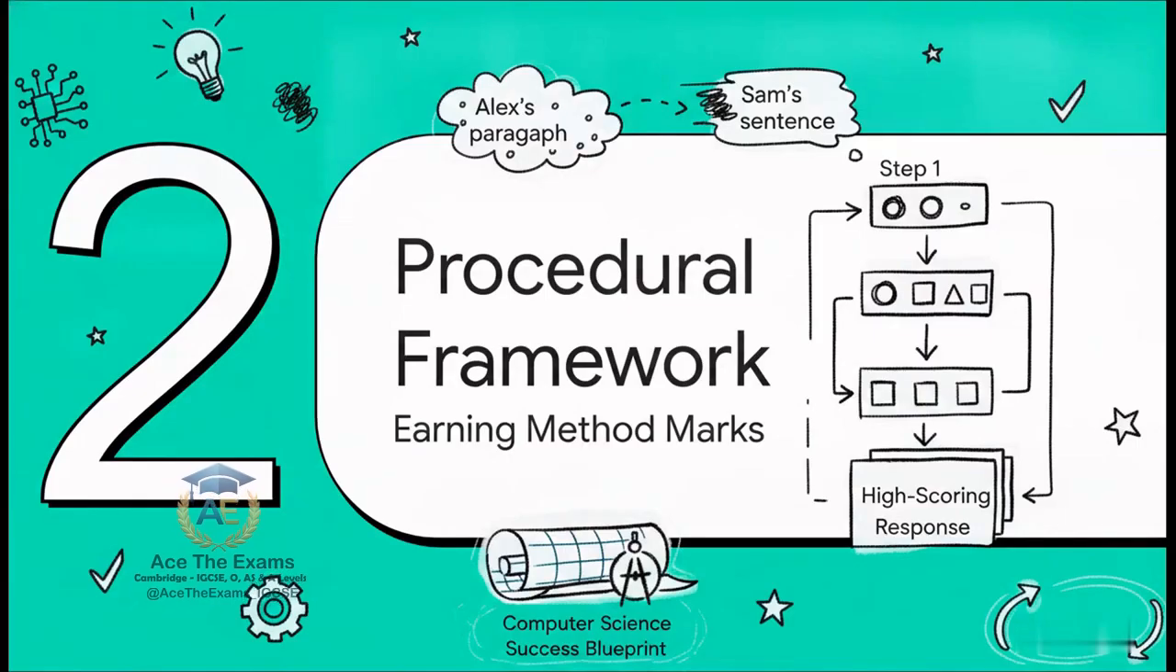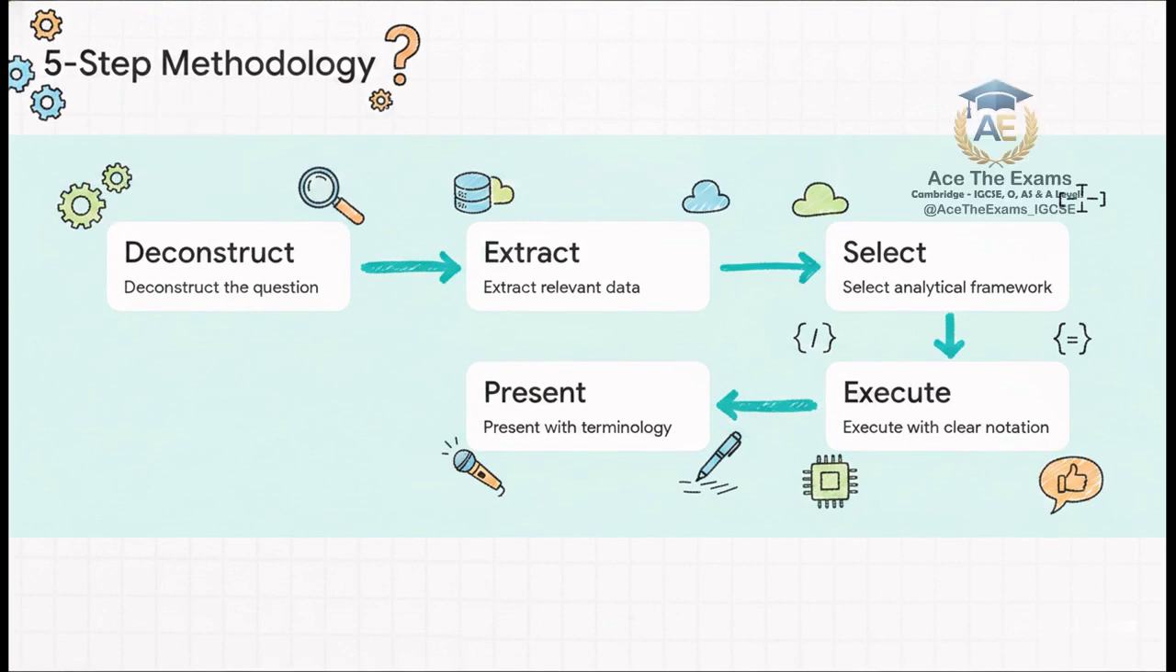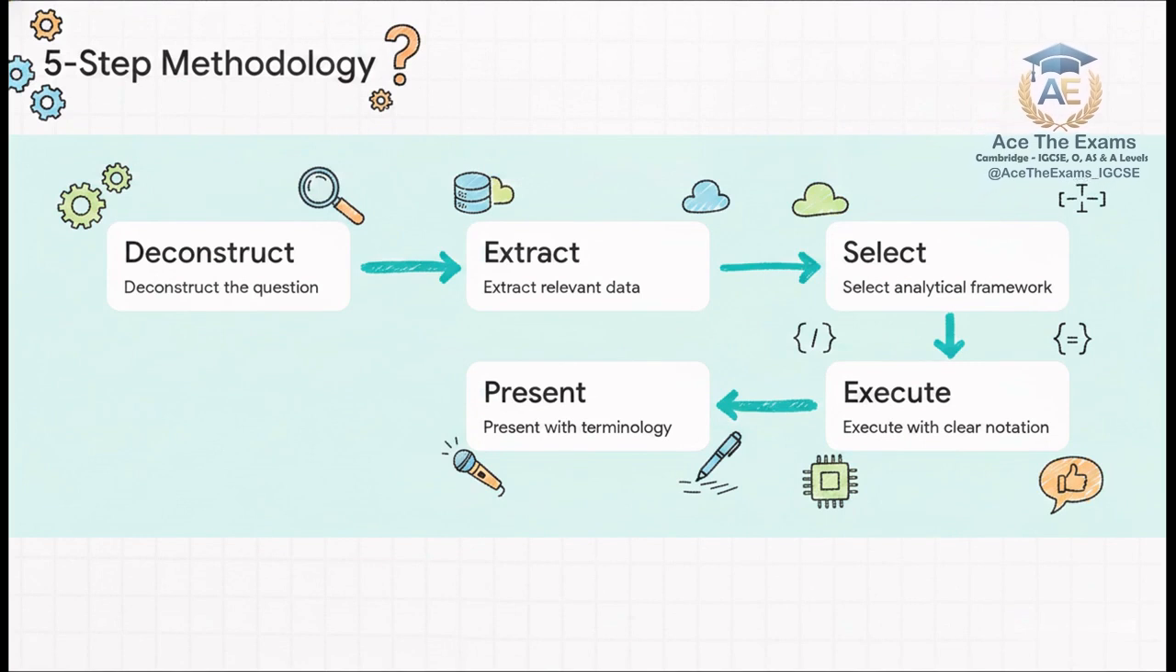Let's move right into Section 2, the procedural framework, earning the method marks. Let's look at the actual step-by-step methodology. This brilliantly illustrates what we call the computer science success blueprint. It is the exact 5-step method mark strategy you must use when tackling any examination question.